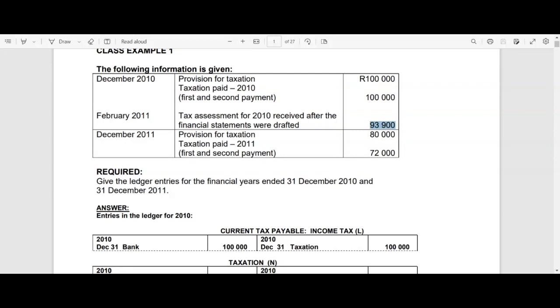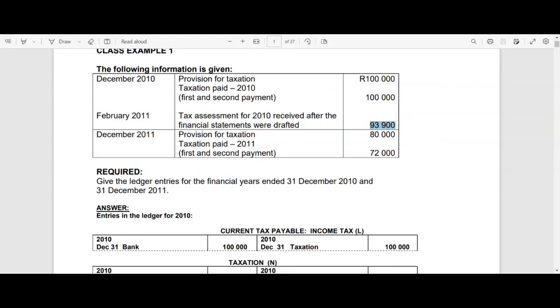Right, fantastic. We've provided too much, because we provided for 100,000 rands worth of tax expense, but now the Revenue Service gives us a late Christmas present and tells us, no, according to our calculations, you only have an income tax expense for last year of 93,900. So that 100,000 rands that we have provided, was that an over provision or an under provision? Over provision. Thank you, Elliot. Thank you, Shamila. Thank you, everyone. So we over provided. We provided too much. We refer to that as an over provision.